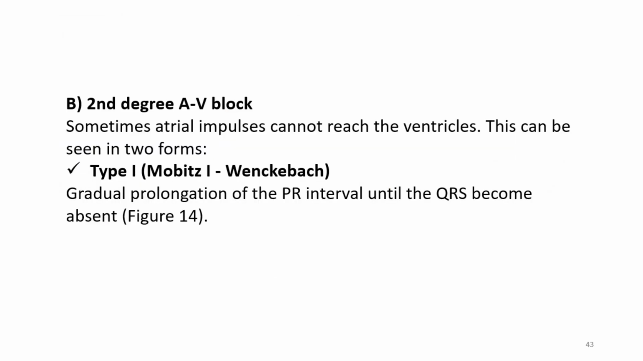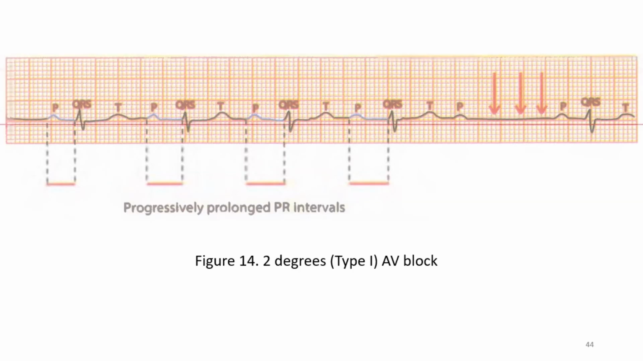And second degree atrioventricular block, sometimes atrial impulses cannot reach the ventricles. This can be seen in 2 forms. First, type 1, Mobitz 1 or Wenckebach phenomenon, gradual prolongation of the PR interval until the QRS becomes absent. As you can see here, progressively prolonged PR interval, so this is the second degree or type 1 atrioventricular block.